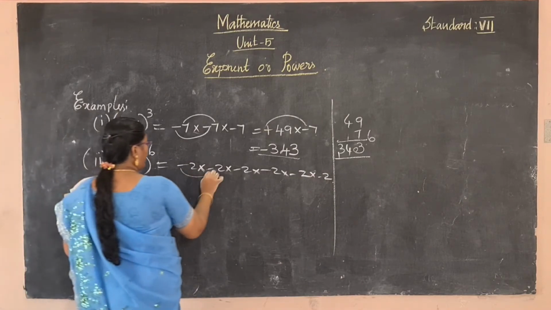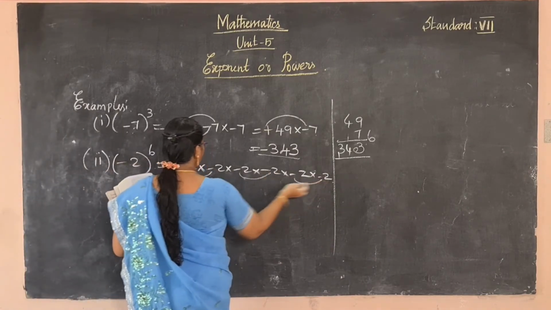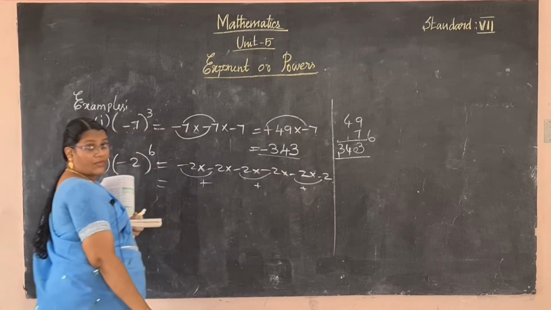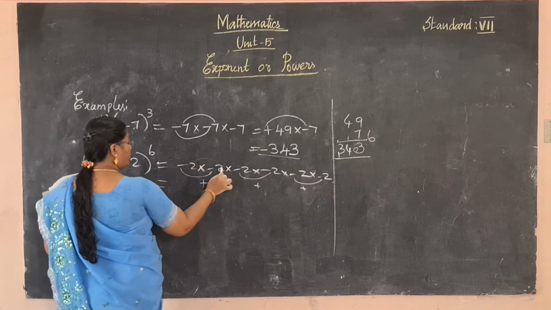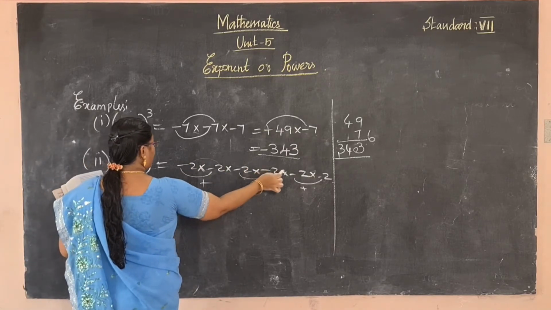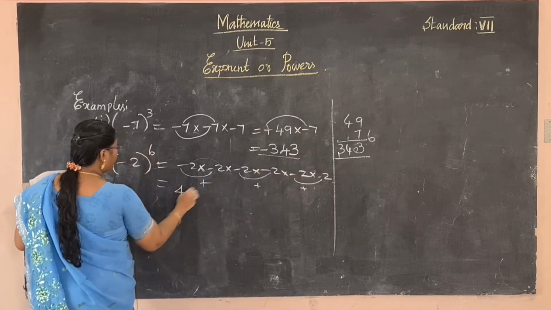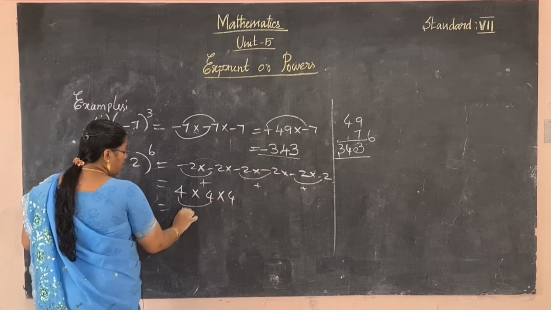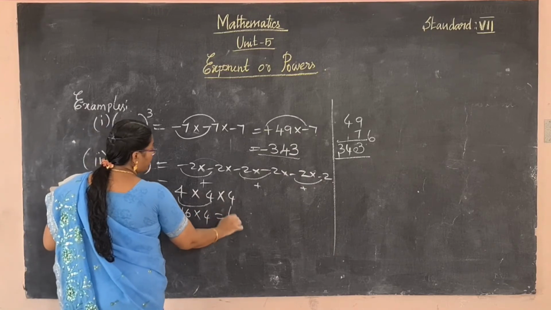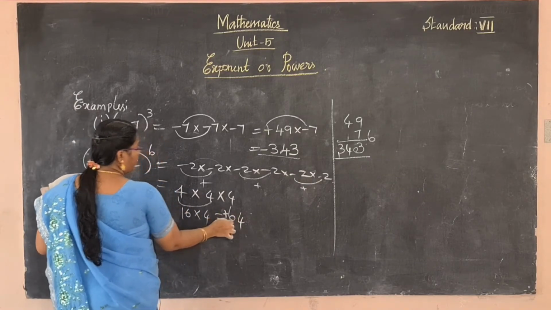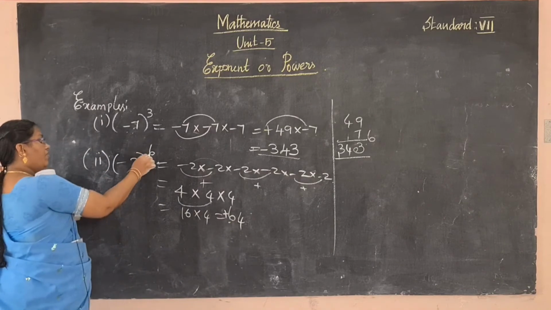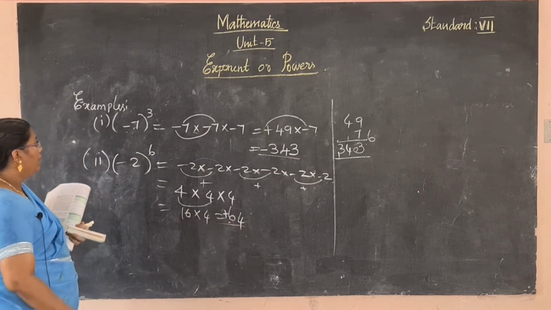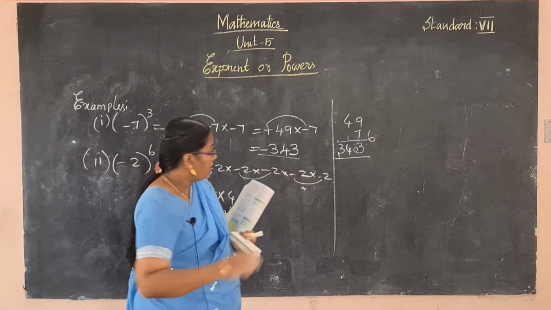Okay, now multiply. Minus into minus is plus. So 2 2s are 4, 2 2s are 4, 2 2s are 4. So 4 into 4 into 4. 4 4s are 16, 16 4s are 64. So the value is positive. So the power is even, we get the answer also positive. Okay. The next one of the example.